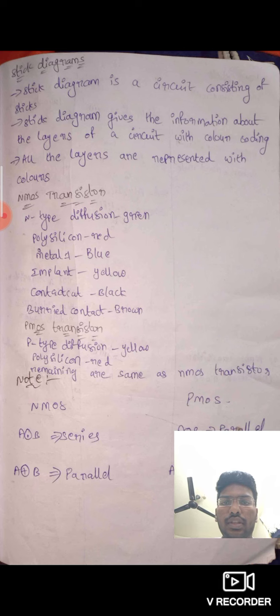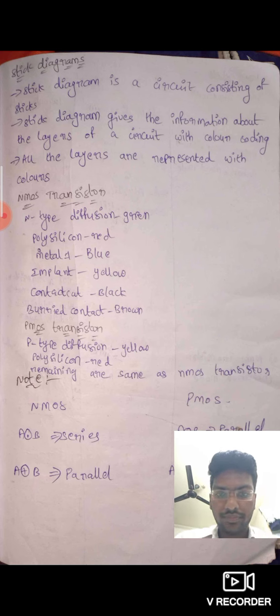Each and every layer is represented with a color. In an NMOS transistor, n-type diffusion is indicated with a green color. Polysilicon is indicated with a red color. Metals are usually indicated with a blue color. The implant, that is the depletion, is indicated with a yellow color. Contact cut is indicated with black. Buried contact is indicated with brown.